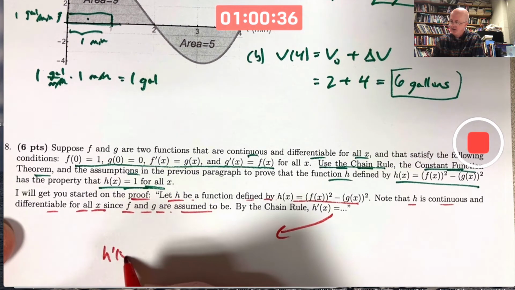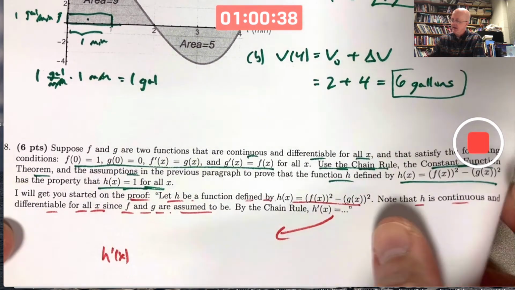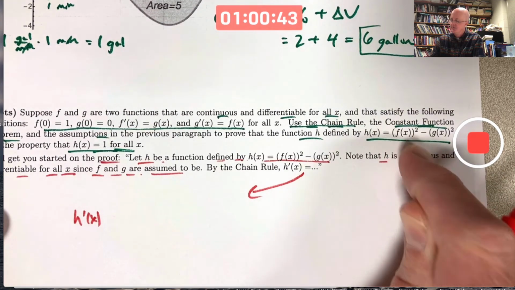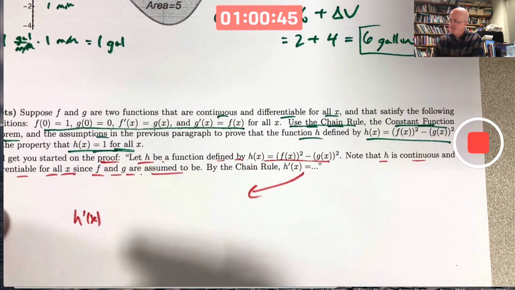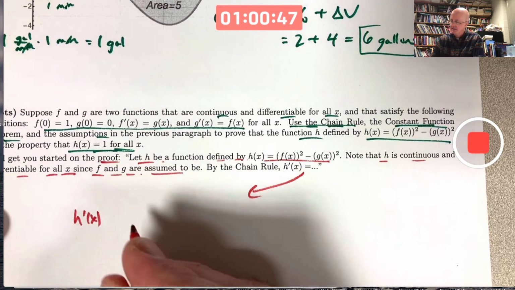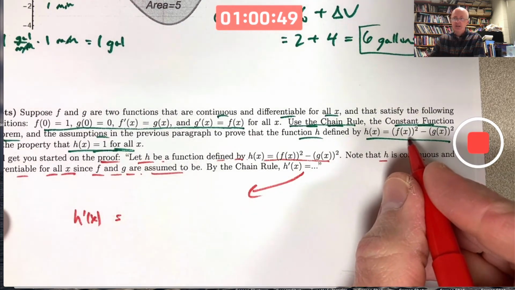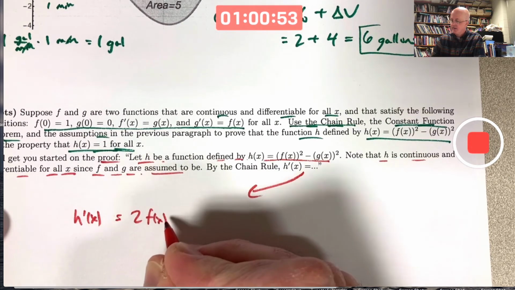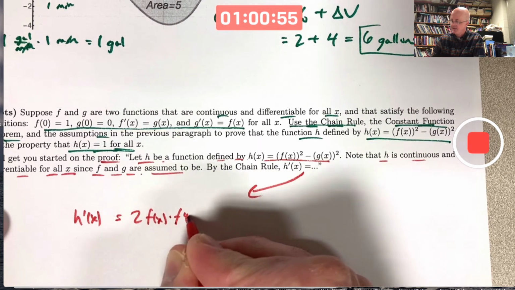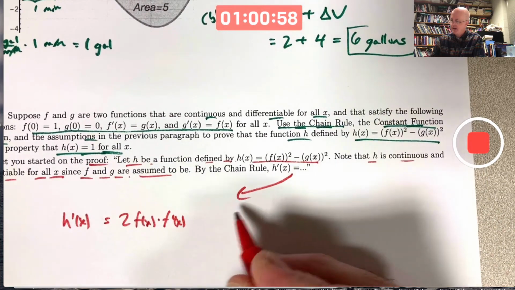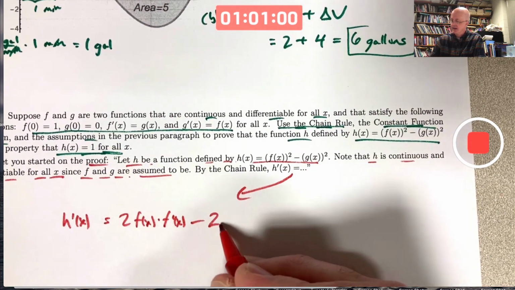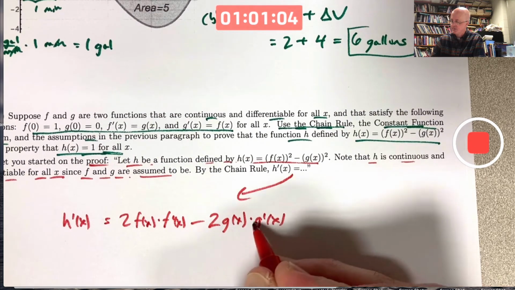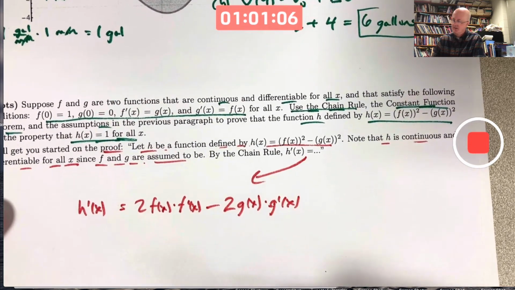Now h prime of x, I need the chain rule here, right? Because with each term, there's an inside function and an outside function. This is kind of similar to that related rates problem in that sense. Differentiate f of x quantity squared. It's going to give me 2 times f of x to the first power times, by the chain rule, f prime of x. And then minus the derivative of g of x squared, which is minus 2 times g of x times g prime of x. Okay, that's what you would get with the chain rule.